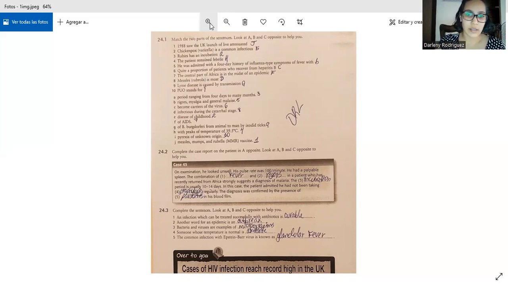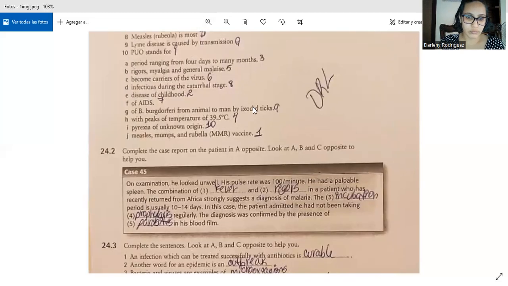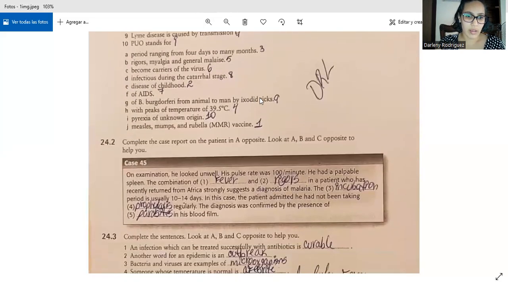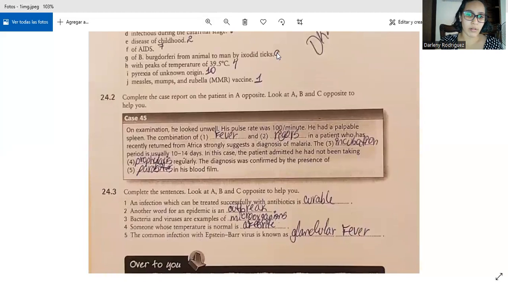Exercise 2. Complete the case report on the patient in A opposite. Look at A, B, and C opposite to help you. On examination, he looked unwell. His pulse rate was 100 per minute. He had a palpable spleen.